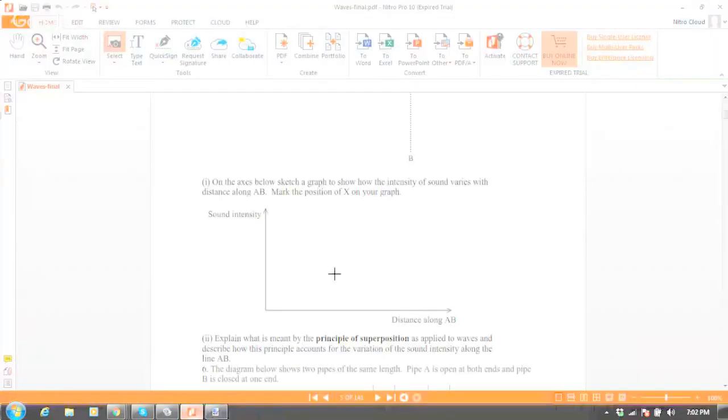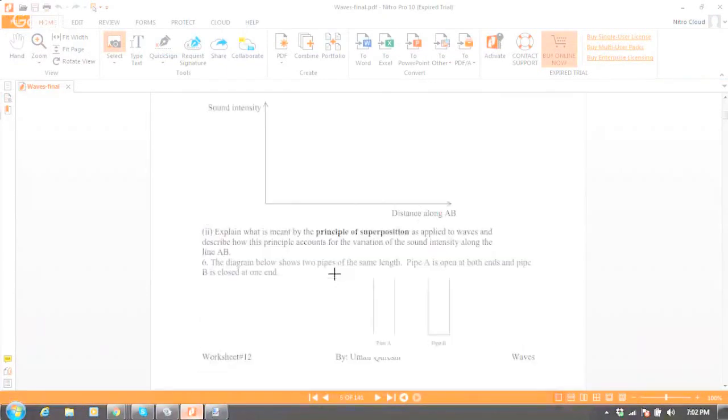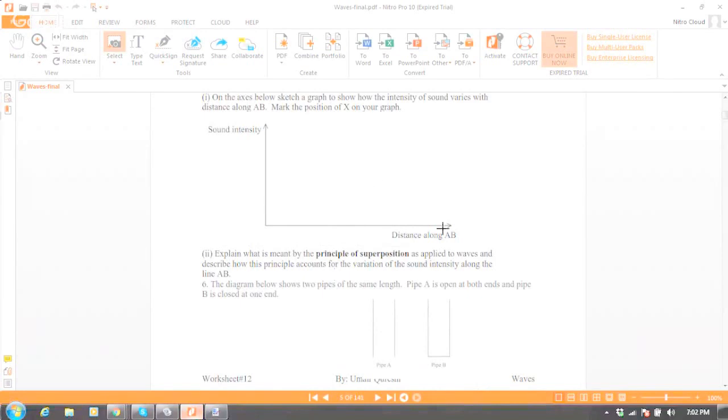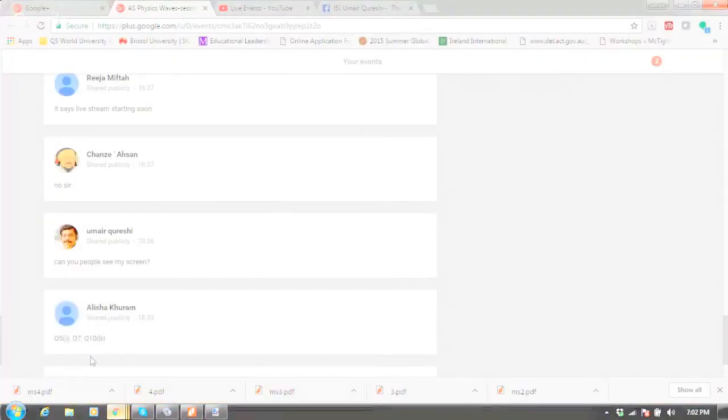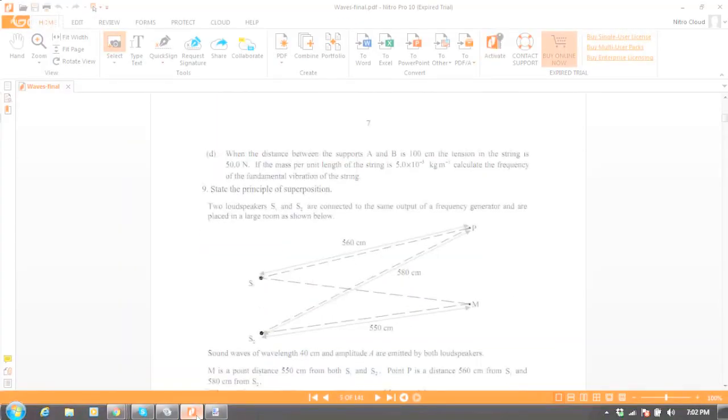The next part of this question is explain what is meant by the principle of superposition as applied to waves. You know what the principle of superposition is. I'm not going to repeat that definition because that is written in the notes. Okay, so the next question is question number 7. So I move to question number 7 now.